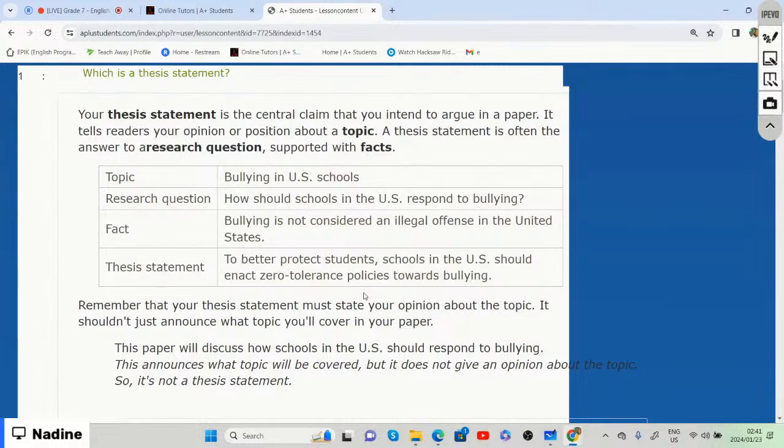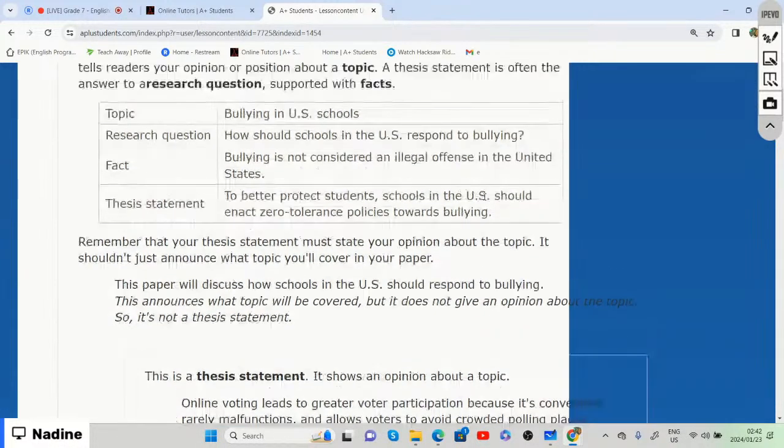And then we have a thesis statement. It is: to better protect students, schools in the US should enact zero tolerance policies towards bullying. And just remember that your thesis statement must state your opinions about the topic. A thesis statement shouldn't just announce what topic you're covering in the paper. It needs to be broad, right?